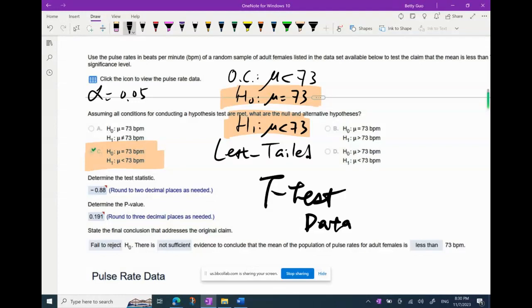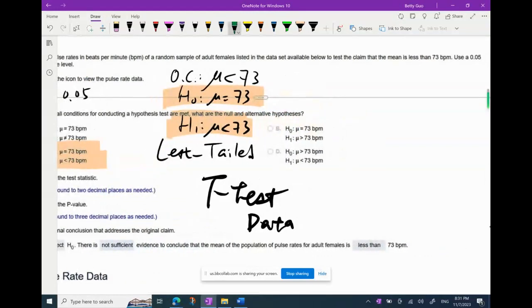L1 is already there. That's why I always enter the values in L1. Frequency is 1. And what tail test is this? Left tail. So we highlight less than mu sub 0, confirm, and then calculate. And this is what I have: mu less than 73.